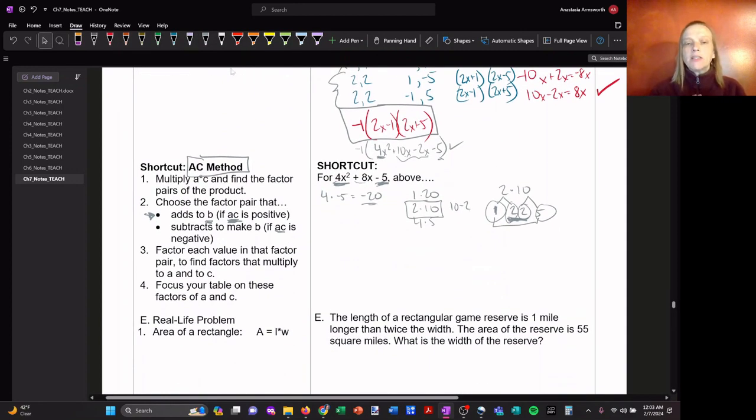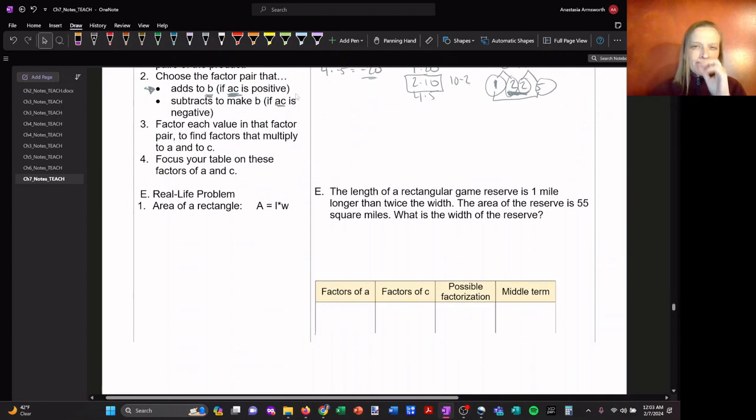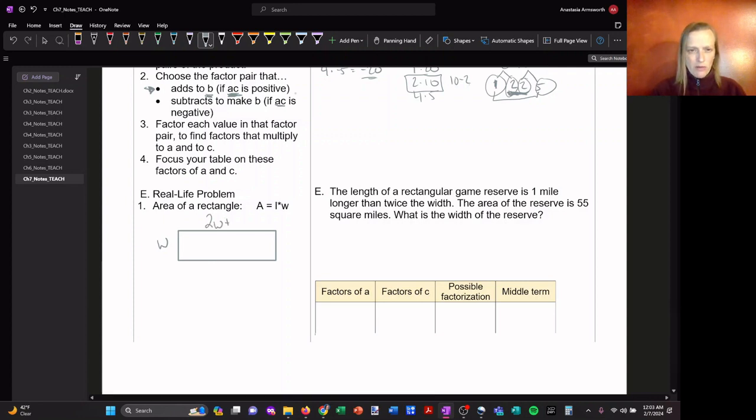All right, let's do a real life problem. Finding the area of a rectangle. We are told that the length of a rectangle is 1 mile longer than twice the width. Okay, this is the width of my rectangle, and I need to be 1 mile longer than twice the width. So twice the width plus 1 more. So those are the dimensions of my rectangle, and I know that the area of the reserve is 55 square miles. So I want to know what is the width.